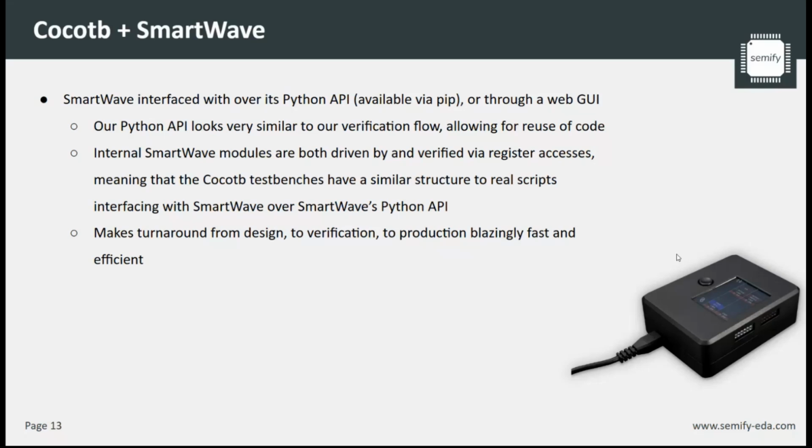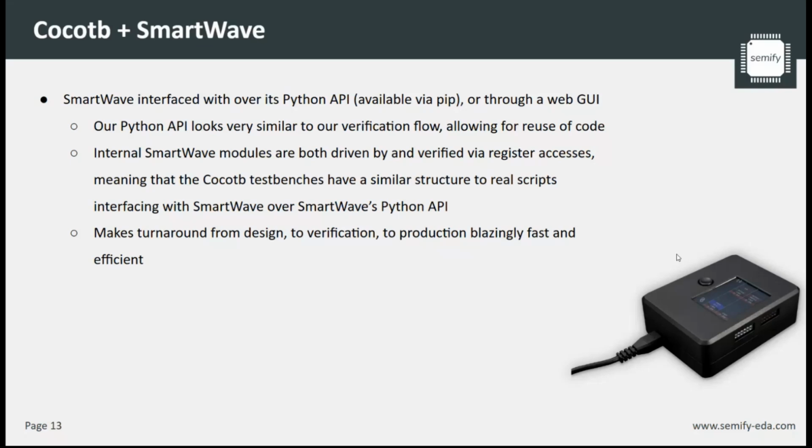So when we're writing our verification, let's say we introduce a new module into SmartWave, like an SPI unit or something, and we want to do some sort of interfacing over SPI. We would write our verification in Python using Cocotb to drive this SPI module, essentially verifying it. Afterwards, when we want to write our API, we can take this verification code, make some minor changes, and it becomes our new Python API code.